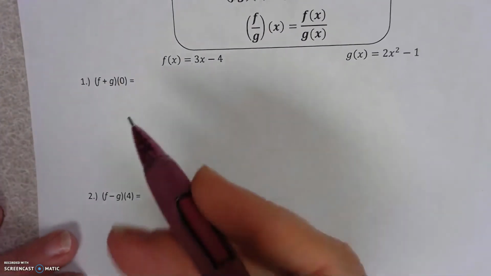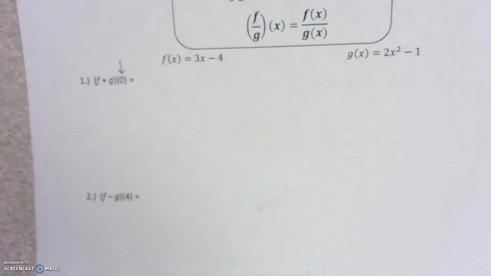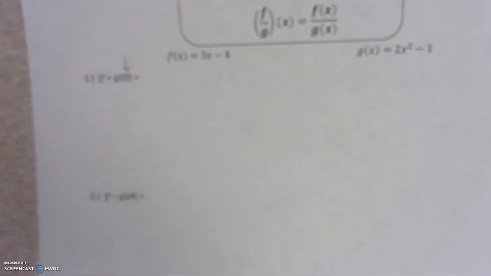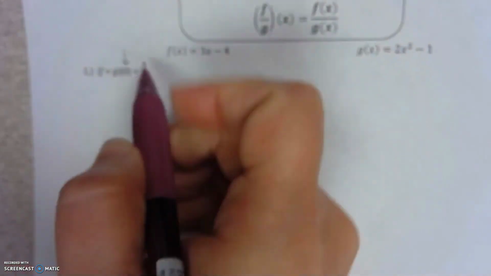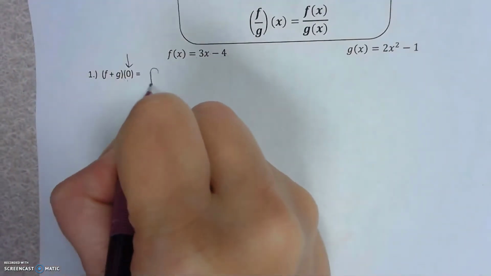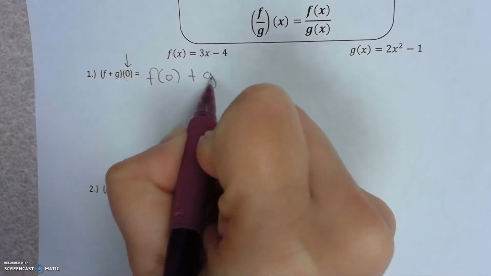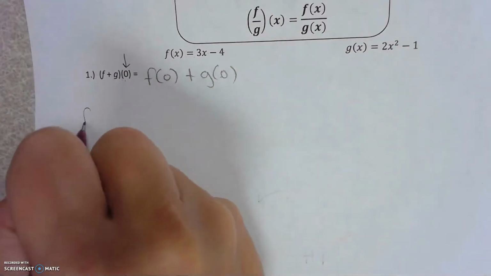Okay, now flip back to the front. Alright, so we're going to do those same 4 operations, but this time instead of an x being there, there's a number. Alright, so when there's a number there, we're going to plug it in everywhere there's an x. And so if I have f plus g of 0, then I'm going to be finding f of 0 plus g of 0. So I find the value of each and then add it together.